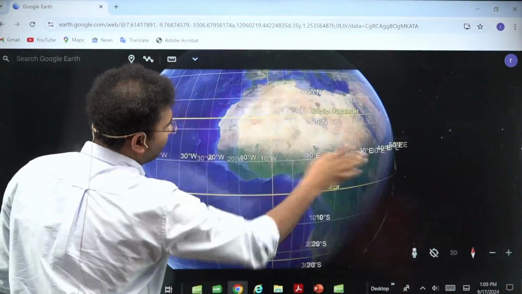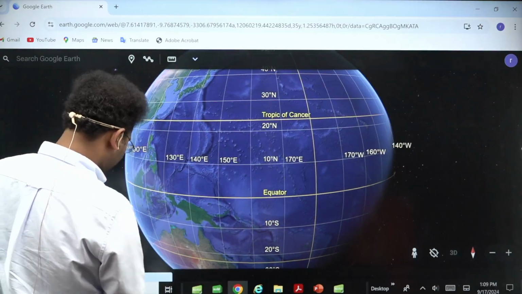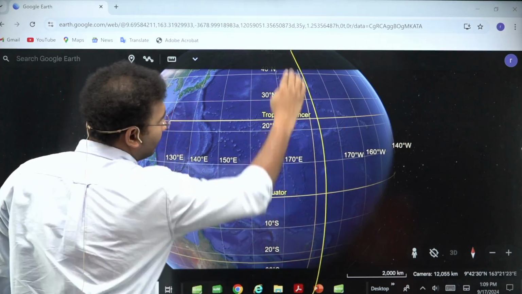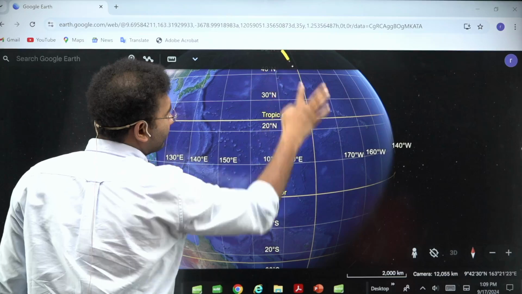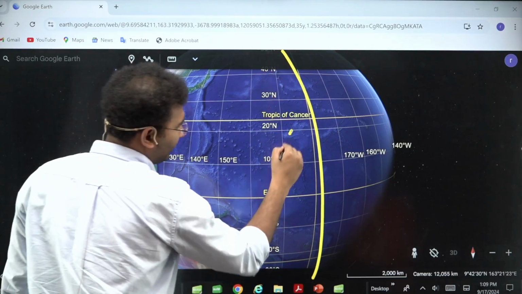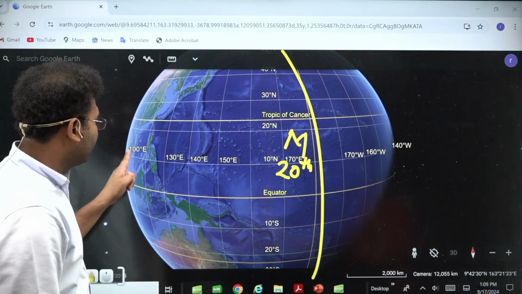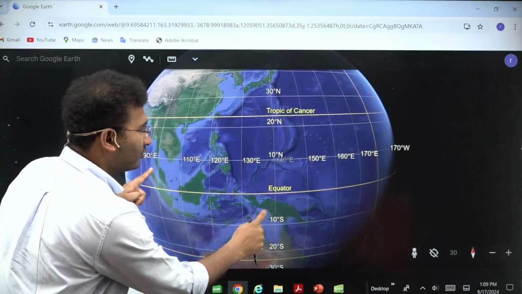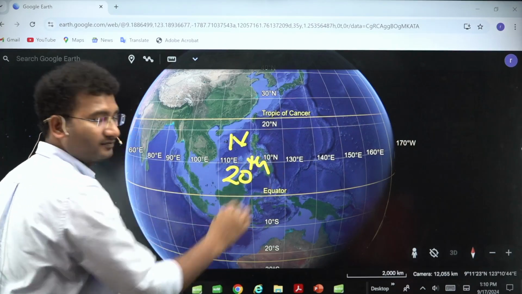Look here. Let's imagine that this is the international dateline. This particular line is the international dateline, and we have decided that our day should start here. Now this is Monday 20th. This place will see it as the earth slowly starts to rotate. Now this will become Monday 20th.